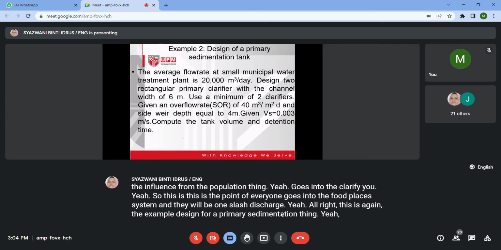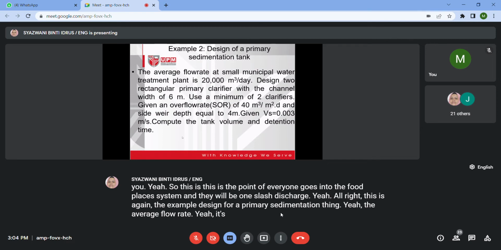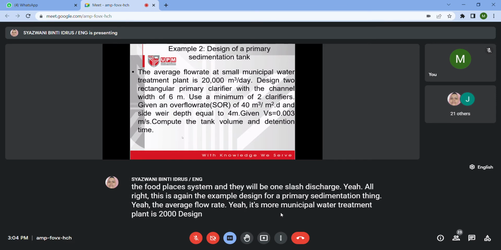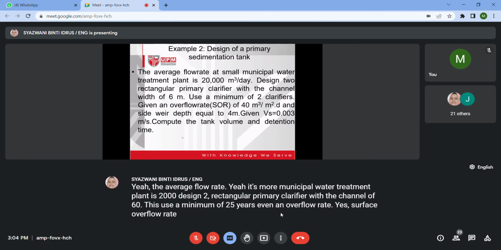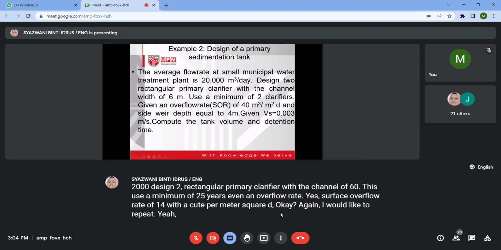The average flow rate at a small municipal water treatment plant is 20,000. Design two rectangular primary clarifiers with a channel width of 6 meters. Use a minimum of two clarifiers, given a surface overflow rate of 40 meter cube per meter squared day. Again, I would like to repeat, it is surface overflow rate, not velocity.